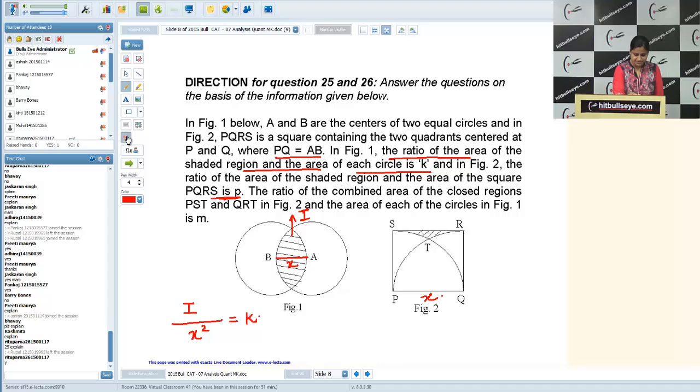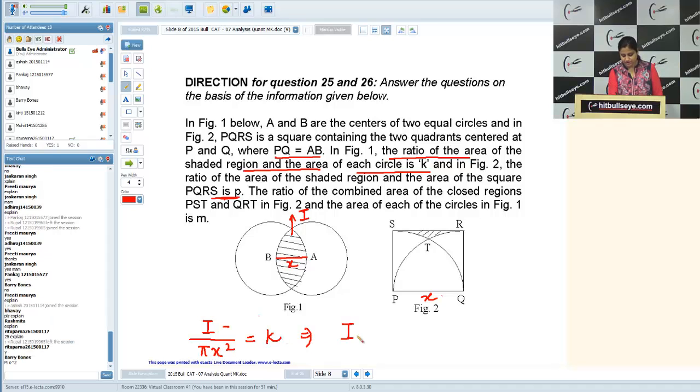Just a second, I think I have made a mistake. It is given that the shaded region in figure 1 and its ratio with the area of the circle, which comes out to be pi x square, is given as K. It means we can conclude that this shaded region is nothing but K pi x square. You got that? This shaded region is equal to K pi x square. Yes, because that was given as K.